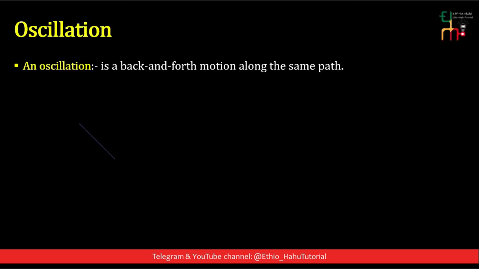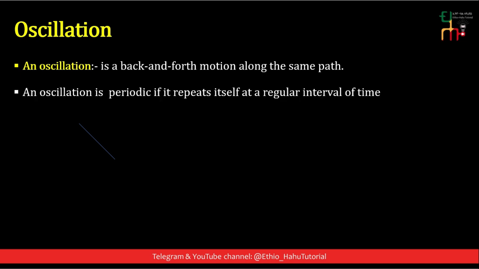An oscillation is a back and forth motion along the same path, or a to and fro motion along the same path. An oscillation is said to be periodic if it repeats itself at a regular interval of time.